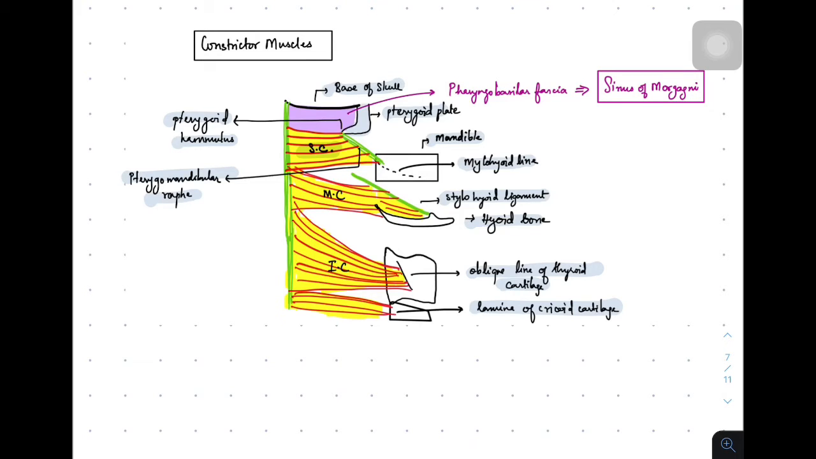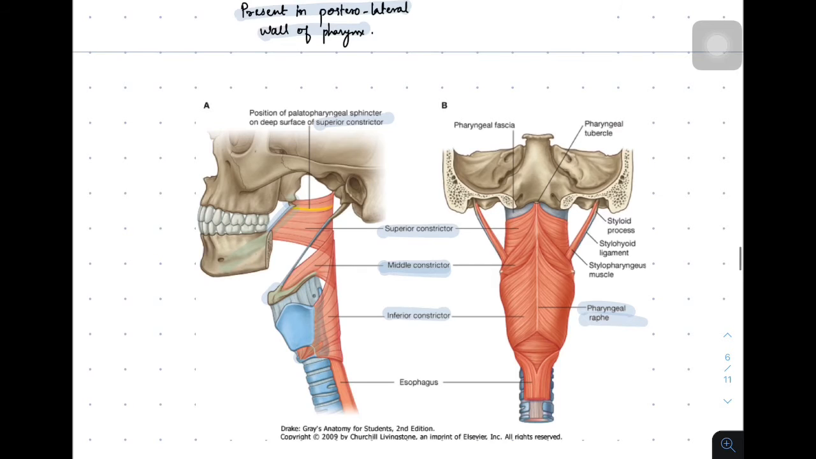So there is a potential space between the base of skull and the superior constrictor muscle. This is called pharyngobasilar fascia, and it is lining the sinus of Morgagni. This is the potential space between base of skull and superior constrictor. You can see in this image also, this is the potential space.